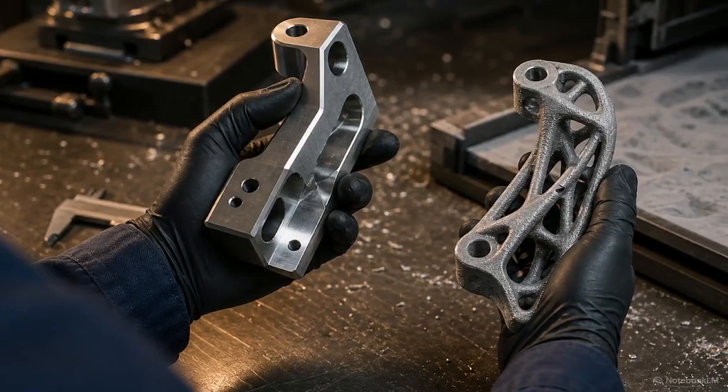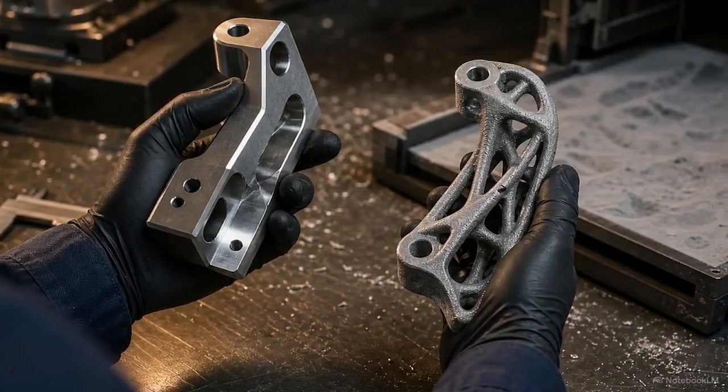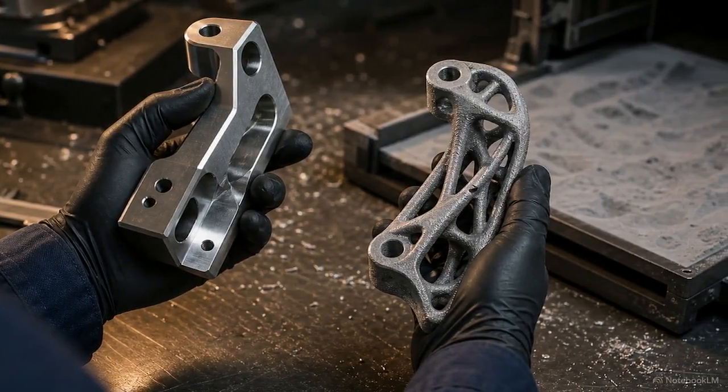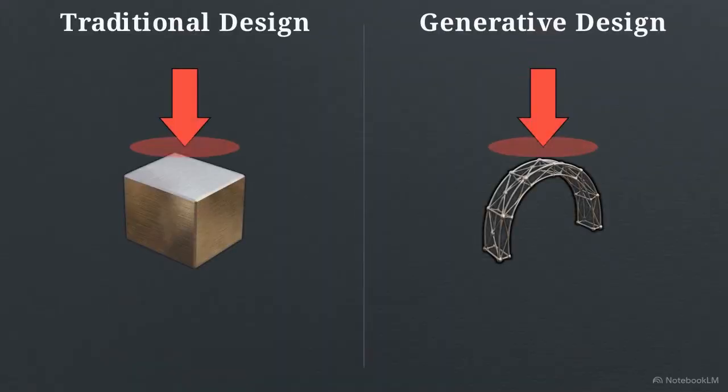These brackets reveal a shift in mechanical engineering. In the left hand, a traditional, blocky machined part. In the right hand, a lightweight skeletal equivalent. They carry the exact same load, but their physical forms represent two different design philosophies.